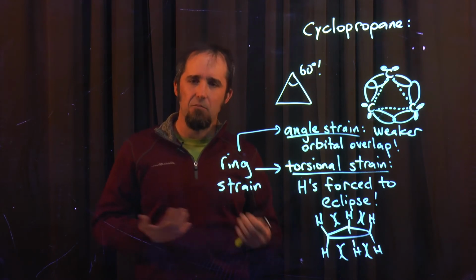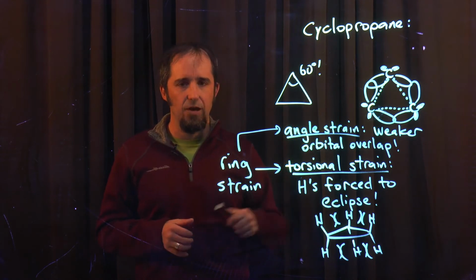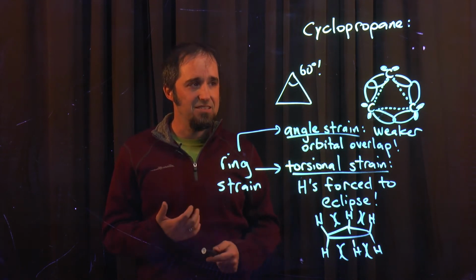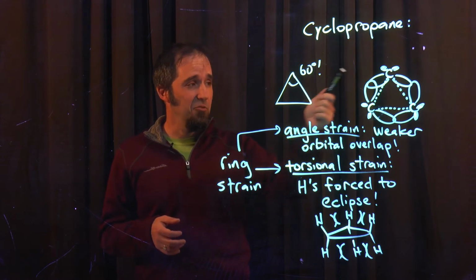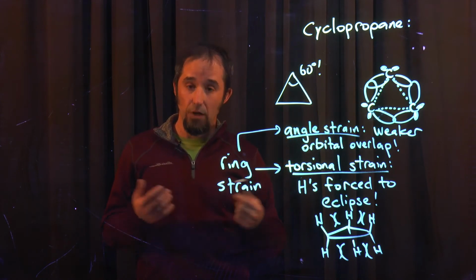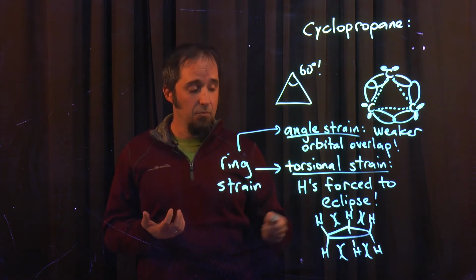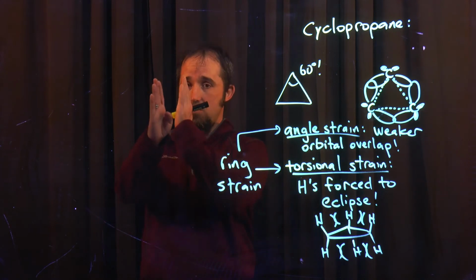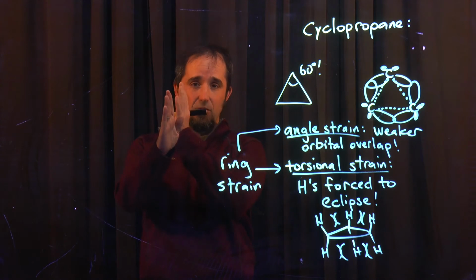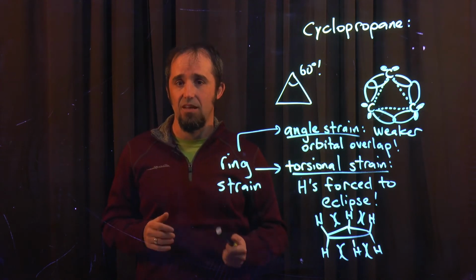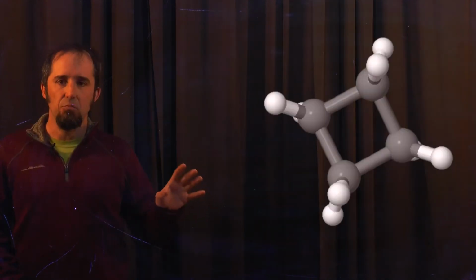Well, ring strain can be broken up into two things, angle strain and torsional strain. Angle strain just says the angle is too short, so my orbital overlap is weak, and my bonds are weak. But the other half is torsional strain, because I've got hydrogens that are stuck eclipsed to each other, and so I'm suffering from that electron-electron repulsion as well.